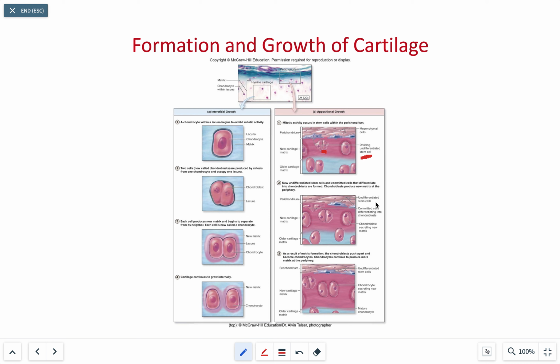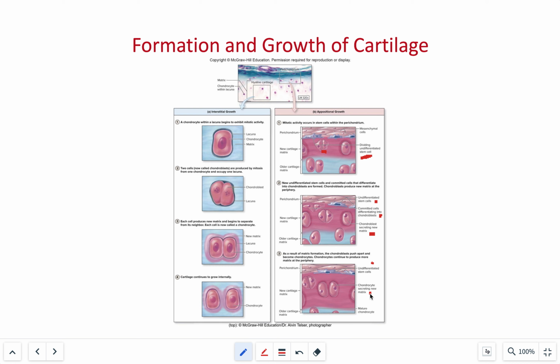So again, we have an undifferentiated stem cell. We have a committed cell that has changed into a chondroblast, and these chondroblasts are going to be secreting their own matrix, and it's shown in the slide as creating a shadow on the outside. They are going to be migrating eventually, as we see in step 4. Once they push apart, then they go back to being called a chondrocyte.